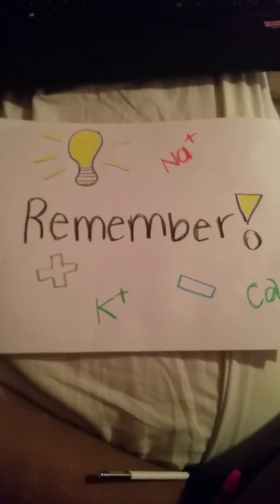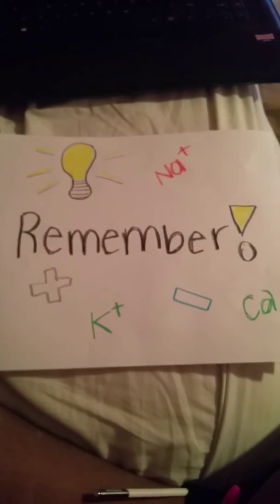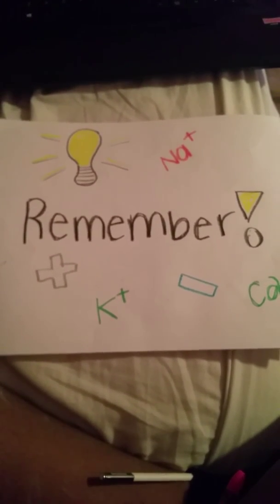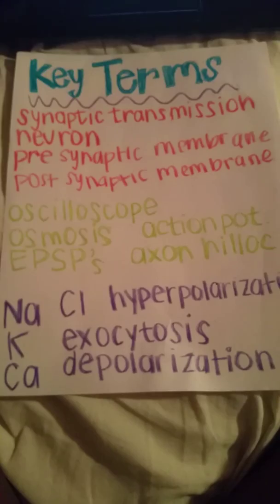Now, these are a few things to remember. Opposite charges attract, and same charges repel. Also remember that most cells, all they want to do is maintain homeostasis. So the key for this whole neuron story is to maintain homeostasis.